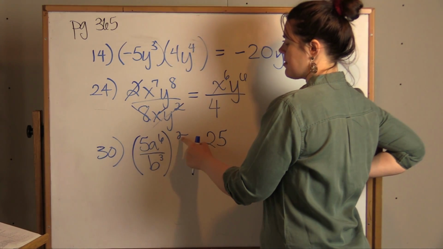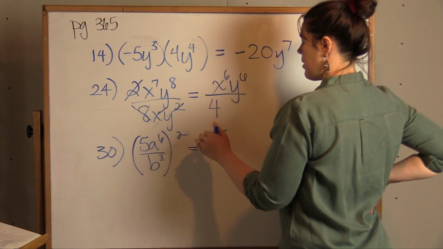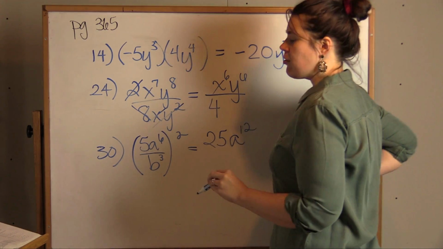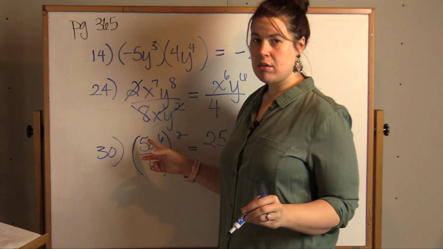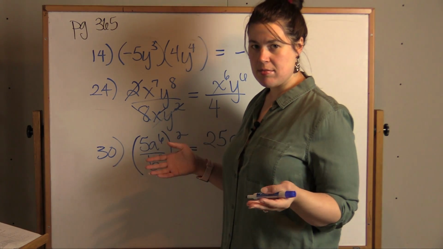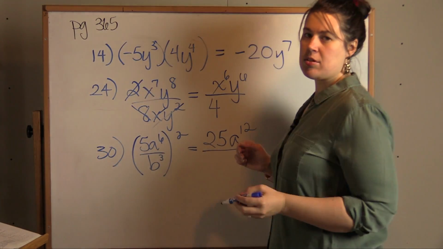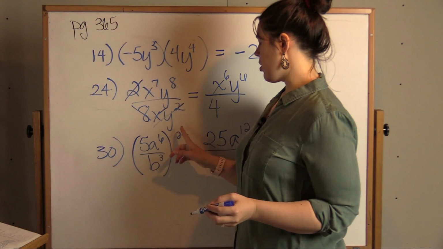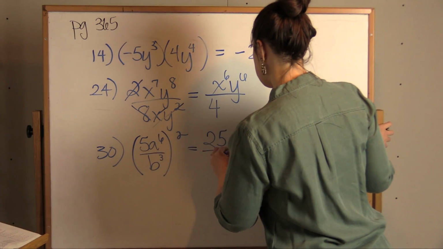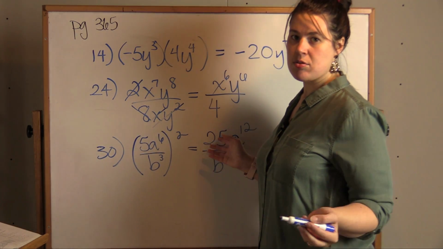Then I have a to the 6th, and it's being raised to the second. So 6 times 2 now gives me a to the 12th. Now notice this is also a fraction. The rule for fractions is that the top gets treated separately from the bottom. So now that I've done the top, I need to do the bottom. B to the third is being raised to the second power. That's going to give me 3 times 2, which is 6. There's nothing I can simplify, so we're done.